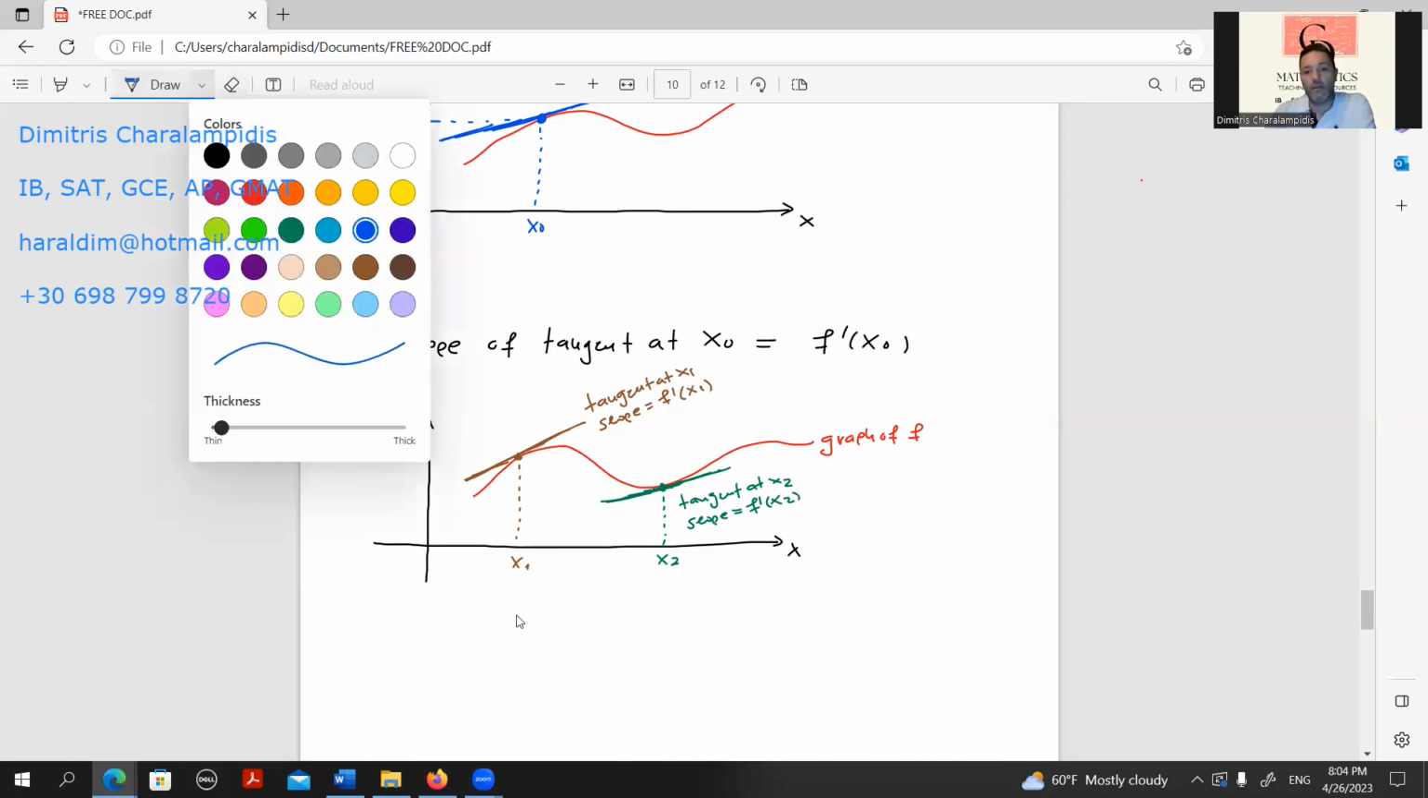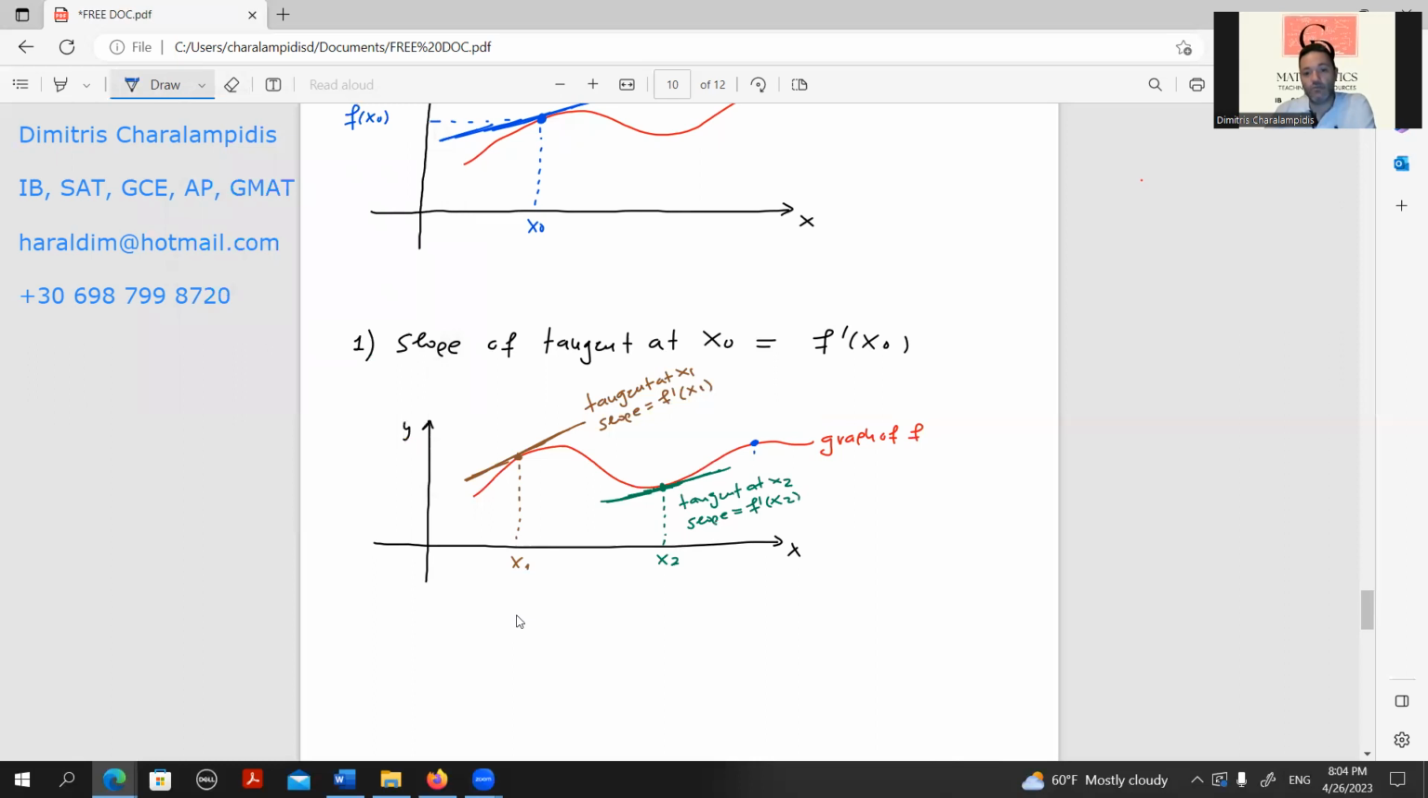Finally, a third point, let us assume that here we have x3. The tangent is this blue one, that's the tangent at x3, and this tangent will have a slope equal to f derivative of x3. So again, the geometrical interpretation of f derivative x0 is the slope of the tangent at x0.